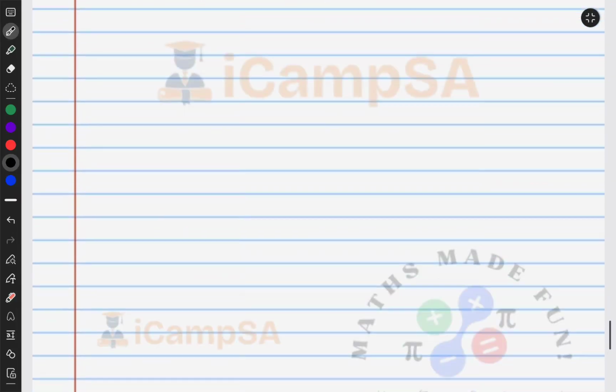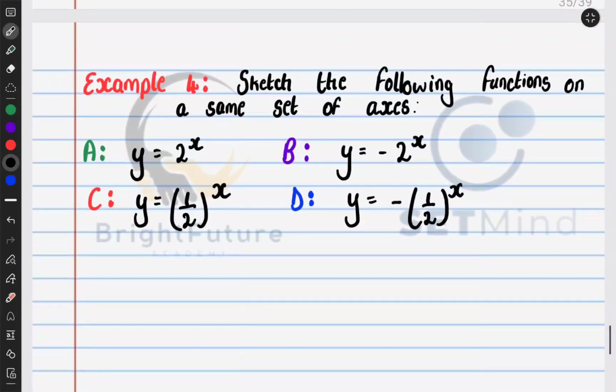Okay, next let's do example number 4. Here, what are we doing? Sketch the following functions on the same set of axes. We have the function y is equal to 2 to the power of x, and y is equal to -2 to the power of x. So now we are dealing with the negatives.